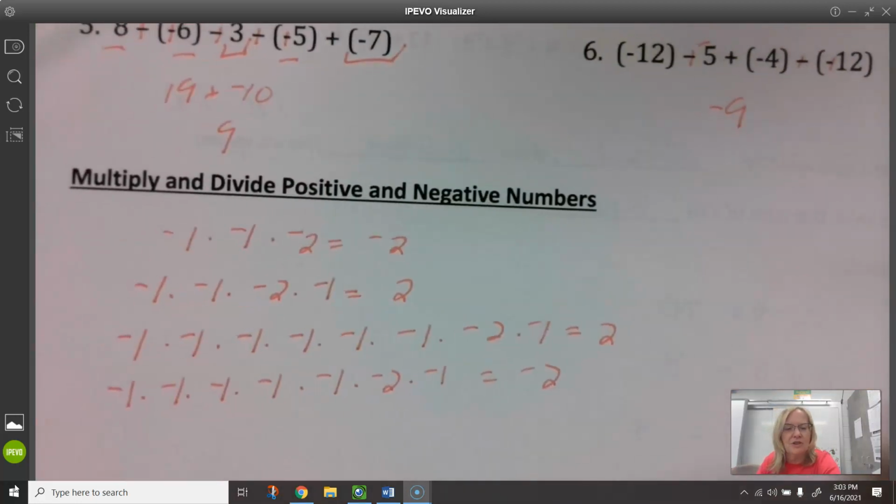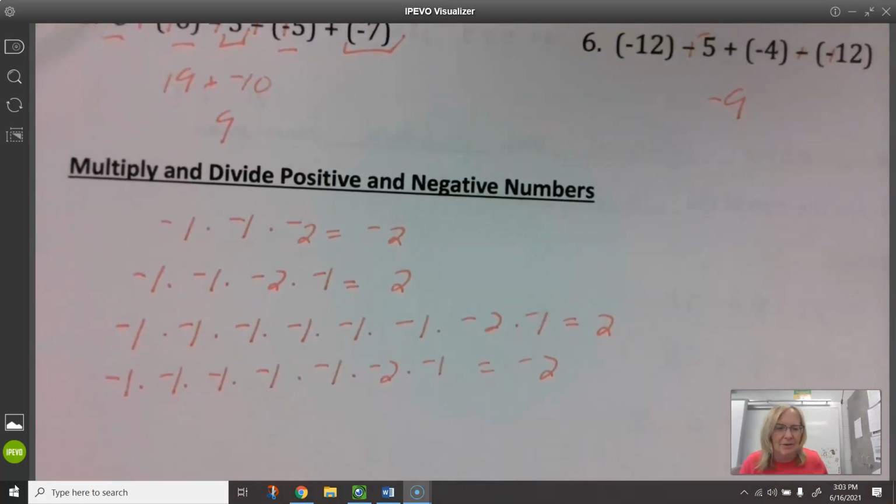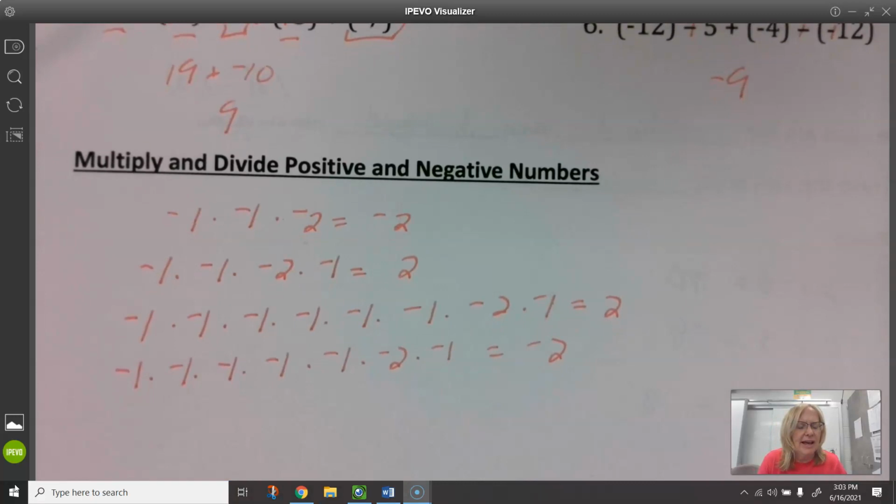Okay, now look at this next thing. If you want to, you can pause and write all this down. But I just want us to look at patterns. What's going on? Because multiplication and division of positives and negatives is way easier than addition and subtraction. So just take a few minutes, pause your video, and look at what's going on. What can you notice?